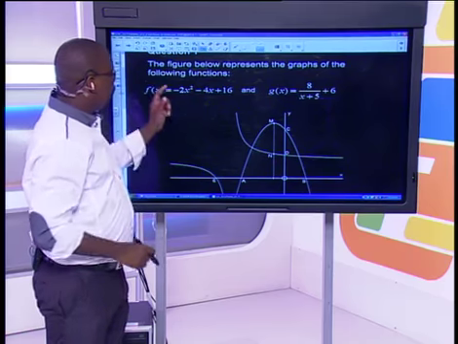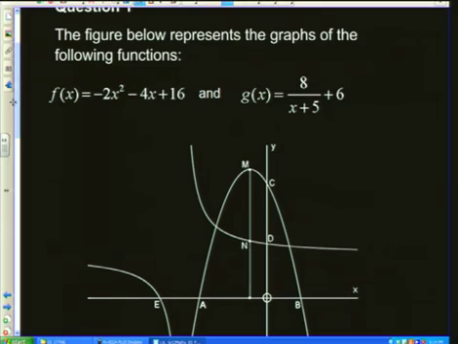Now it's time to get on with our lesson. So the figure below represents the graph of the following functions. The first function is the parabola, and the next one is a hyperbola, right?